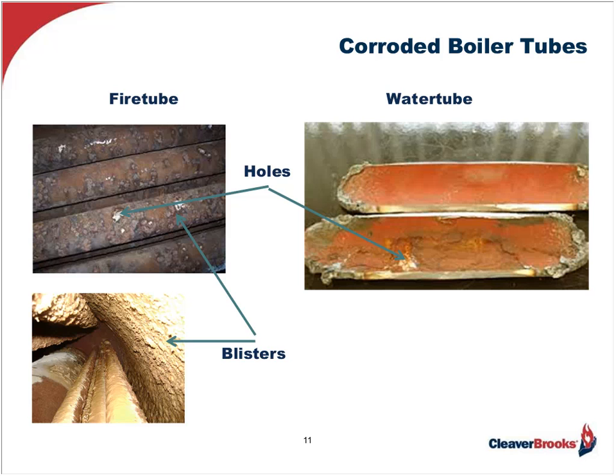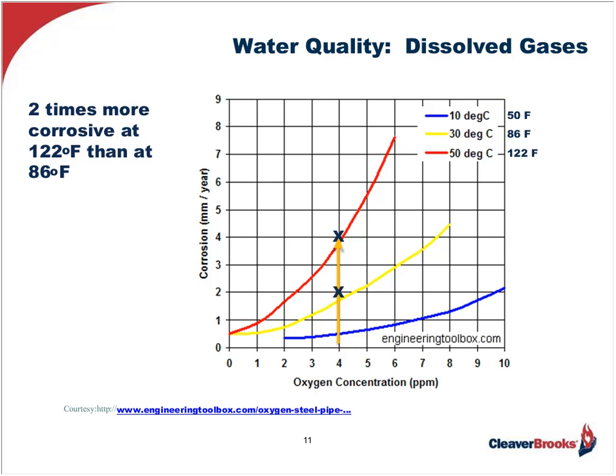Now, remember, we're talking about boilers, which are operating under pressure and, as such, at elevated temperatures. Here, let me show you what I mean. The chart here shows the accelerating corrosion rate of oxygen when it's exposed to elevated temperatures. As you see in this example, I've highlighted the point using 4 parts per million of oxygen, and I'm also calling your attention to the yellow and red lines representing 86 degrees and 122 degrees, respectively.